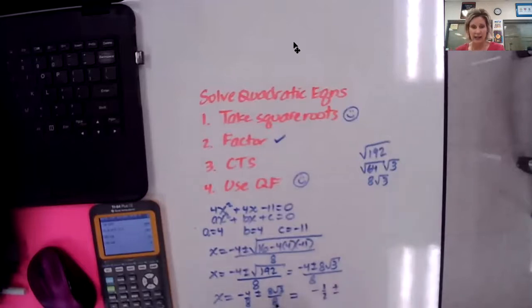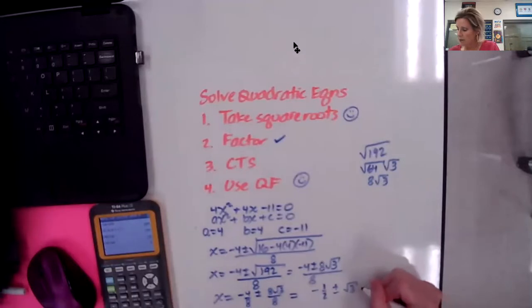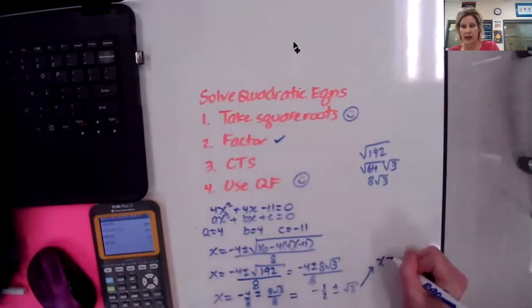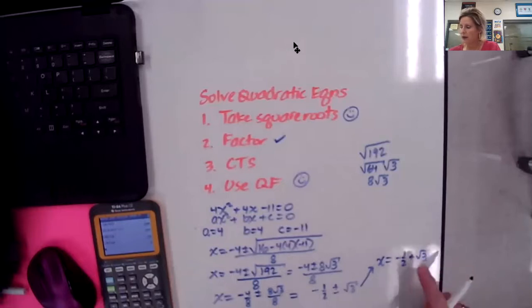And then 8/8 is just 1. So I can make it negative 1/2 plus or minus the square root of 3. So that means if I wanted to write individual answers, my individual answers would be x equals negative 1/2 plus square root 3. And if you were supposed to do a decimal answer, like on my math lab, you would punch that in your calculator. And your other answer is x equals negative 1/2 minus square root 3.